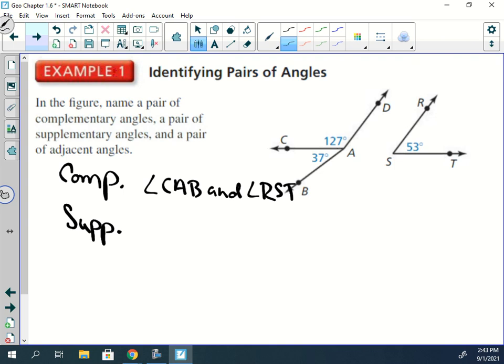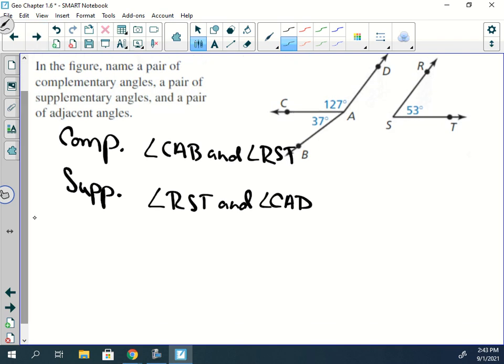How about supplementary angles? 127, and we'd have RST again. And our other angle would be what? CAD. So those are our complementary and supplementary. Complementary adds up to be 90. Supplementary adds up to be 180. Now, which angles would be adjacent?